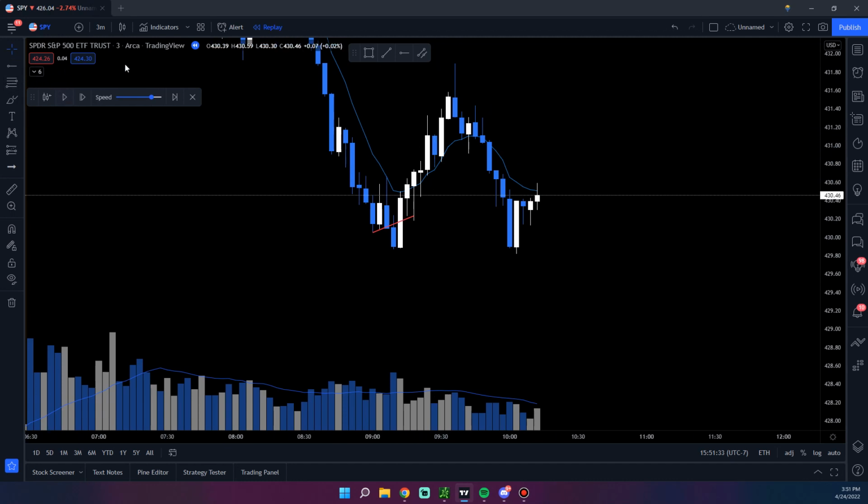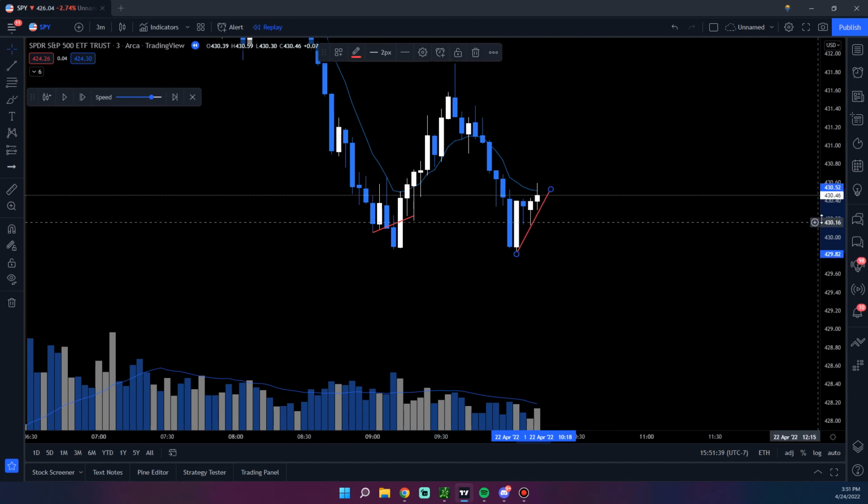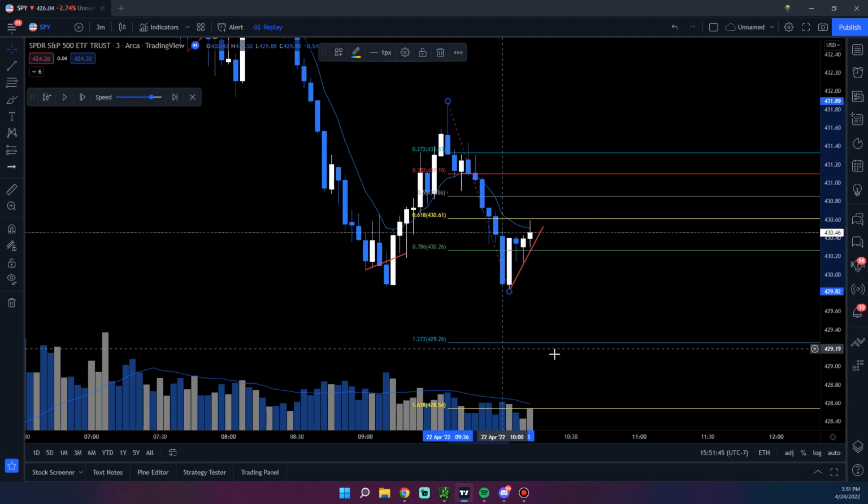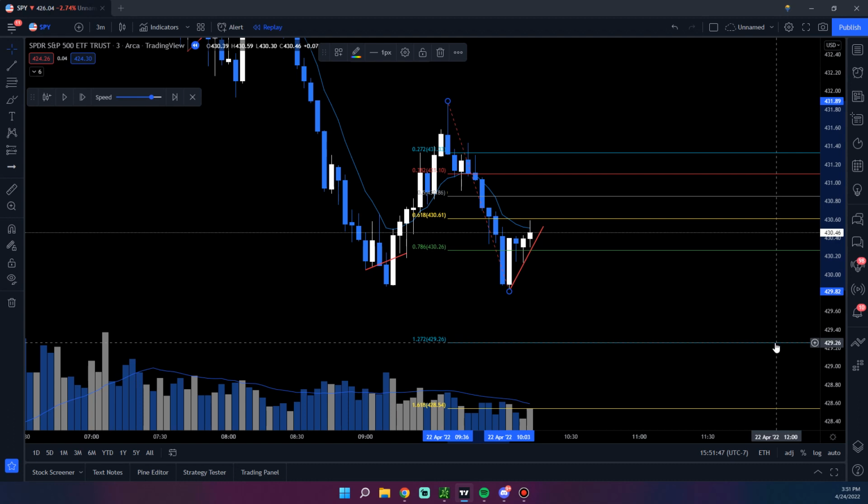So here we go. Forming a little bit of a flag here. It's actually a big flag. Fibs. So this one should take us down to 429.26. Just something to think about when you're looking to buy contracts. You know, you can look at the 428s here, 429s.